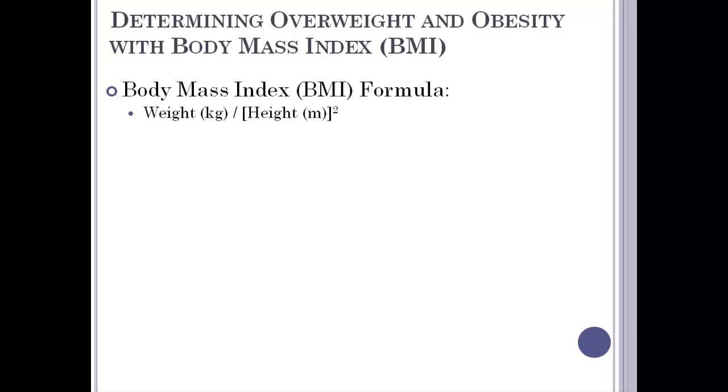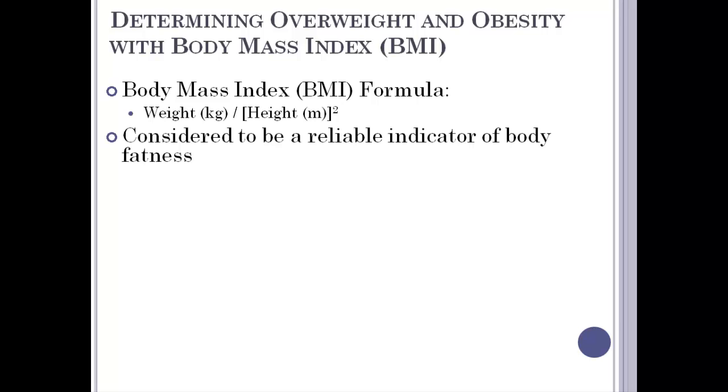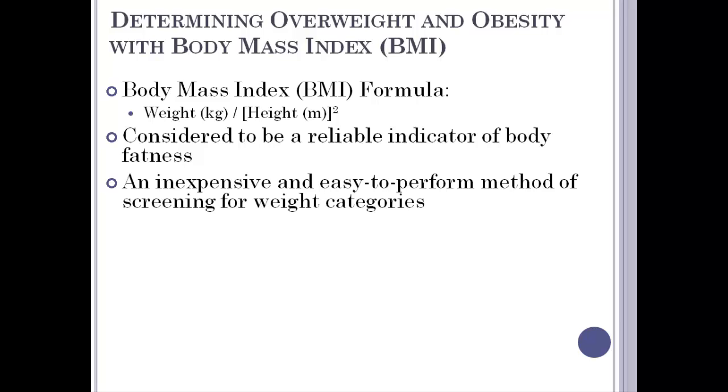Body mass index is the formula, the tool that we use in the medical community and in the health community to very quickly determine whether or not somebody is overweight. And it's simply a formula of weight in kilograms divided by height in meters squared. It doesn't give the whole story, but it is considered to be a reliable indicator of body fatness. What's great about the BMI is that it's inexpensive and it's easy to perform.